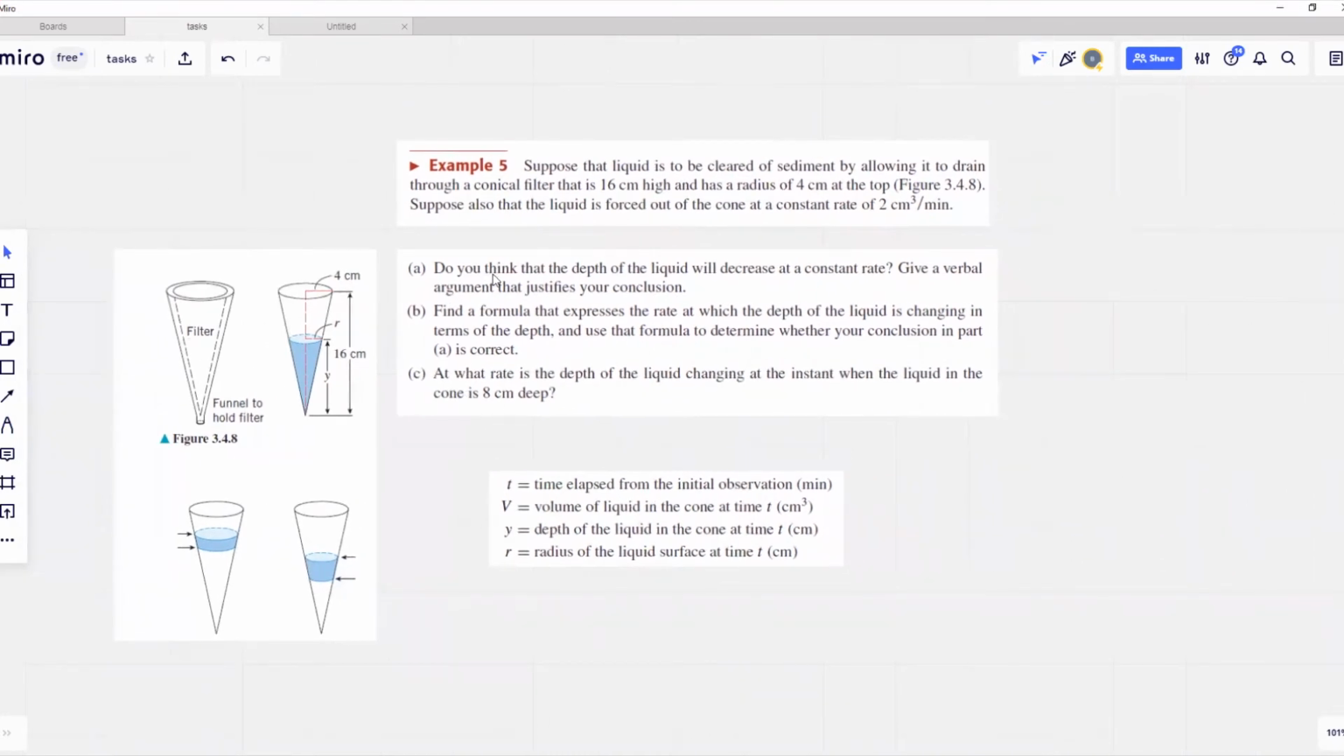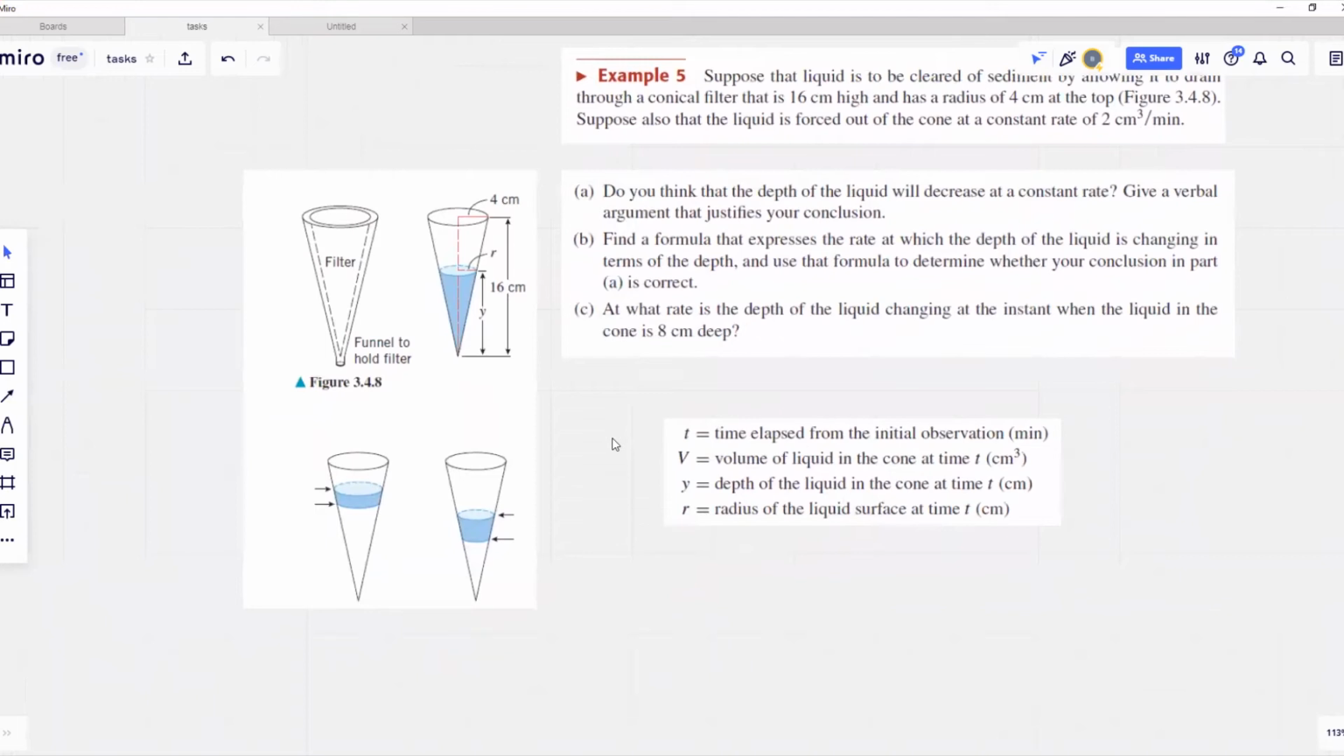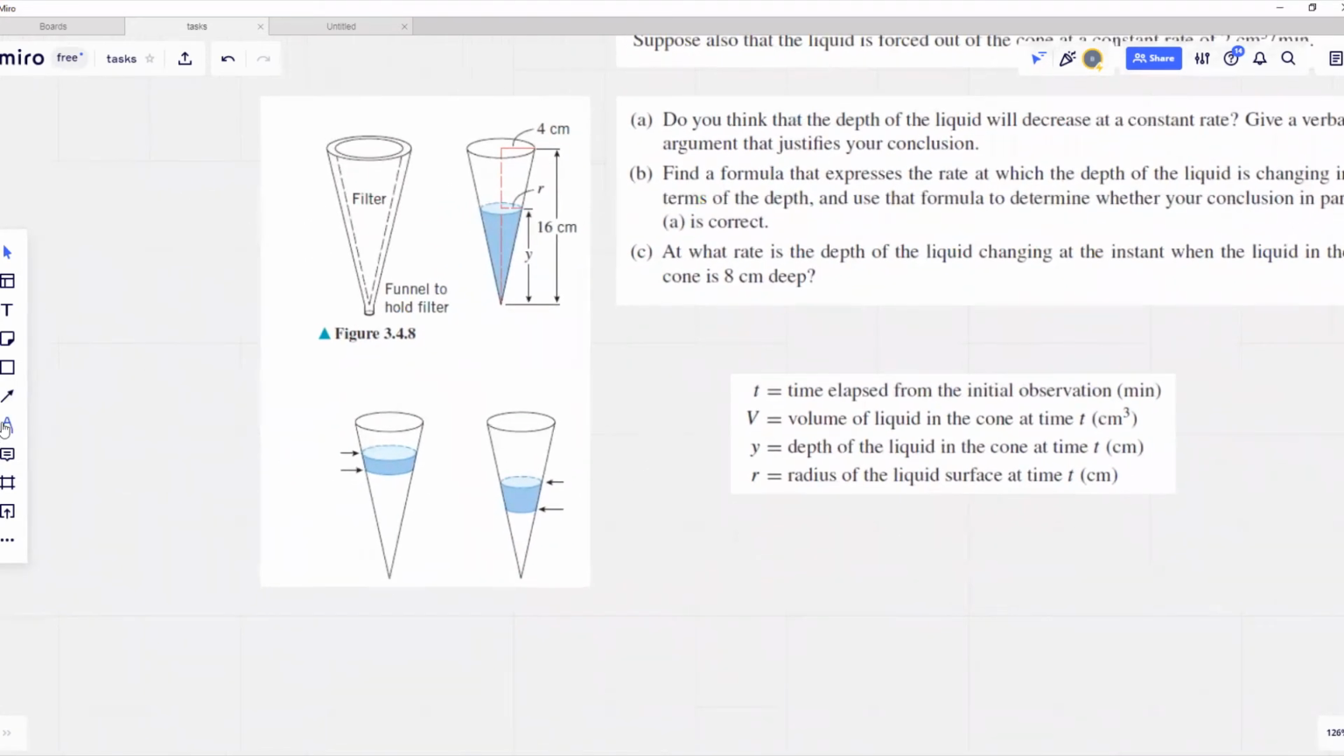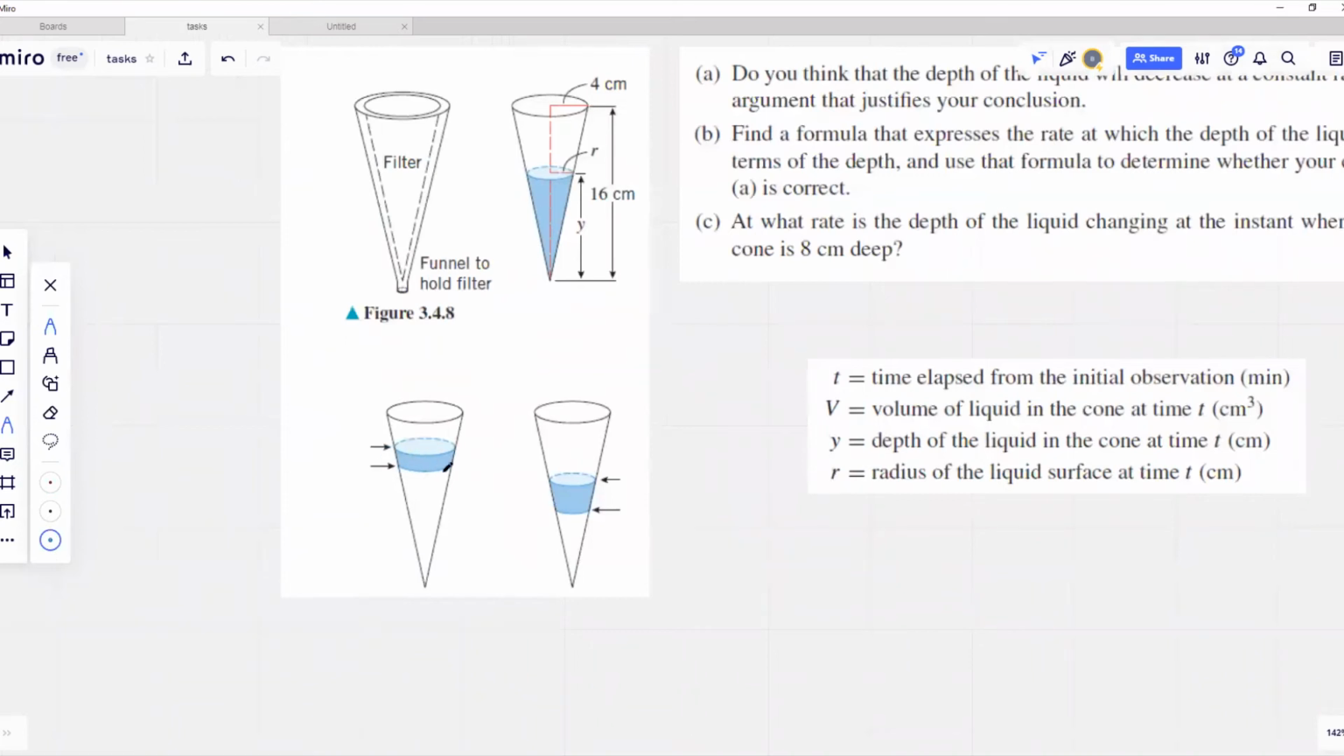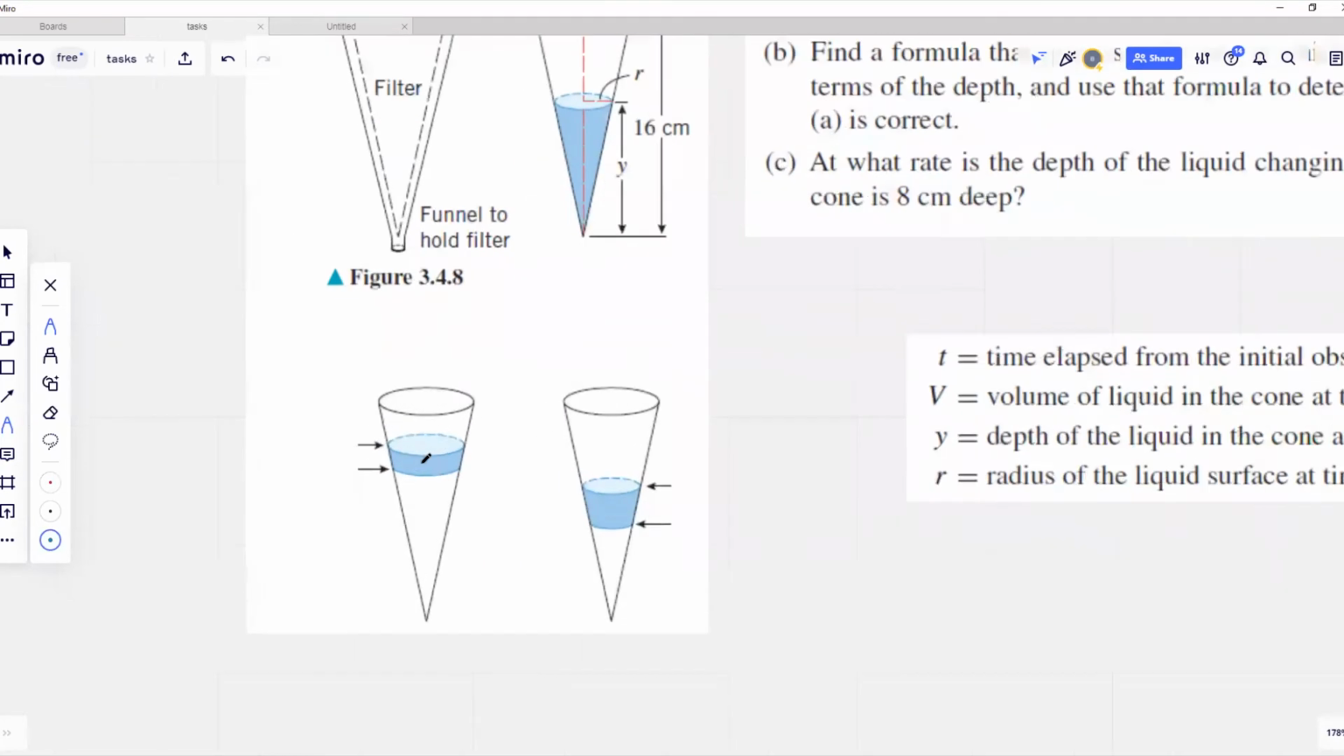All right, do you think that the depth of the liquid will decrease at a constant rate? Give a verbal argument that justifies your conclusion. So we know that liquid is pushed out at a constant rate, meaning that the rate of change of volume is constant. And if we take a look at the same amount of volume that water takes at the instant when the water surface level is closer to the top of the filter, as provided here.